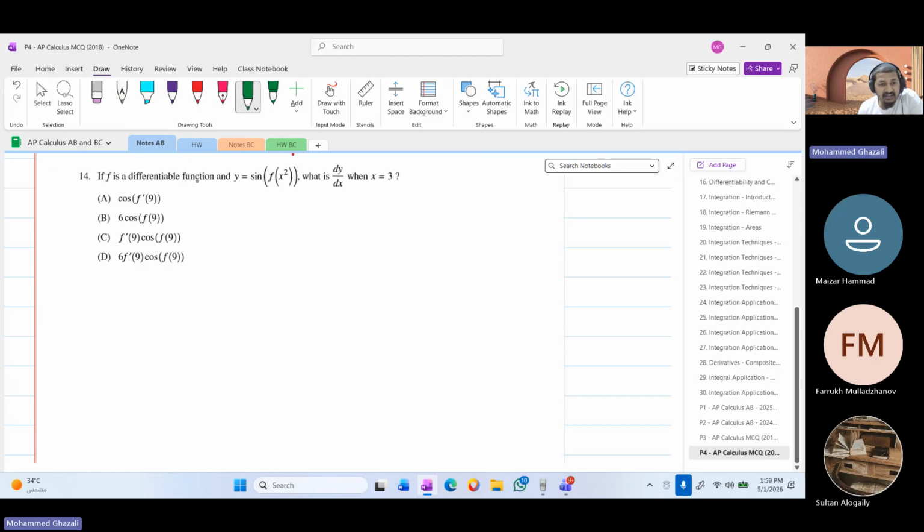If f is a differentiable function and y is equal to sine of f of x squared, what is dy/dx evaluated at x equal to 3?